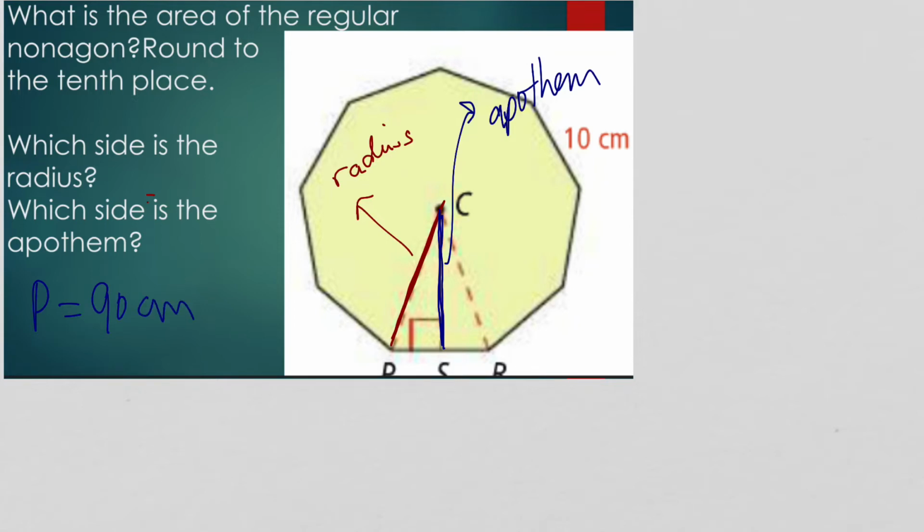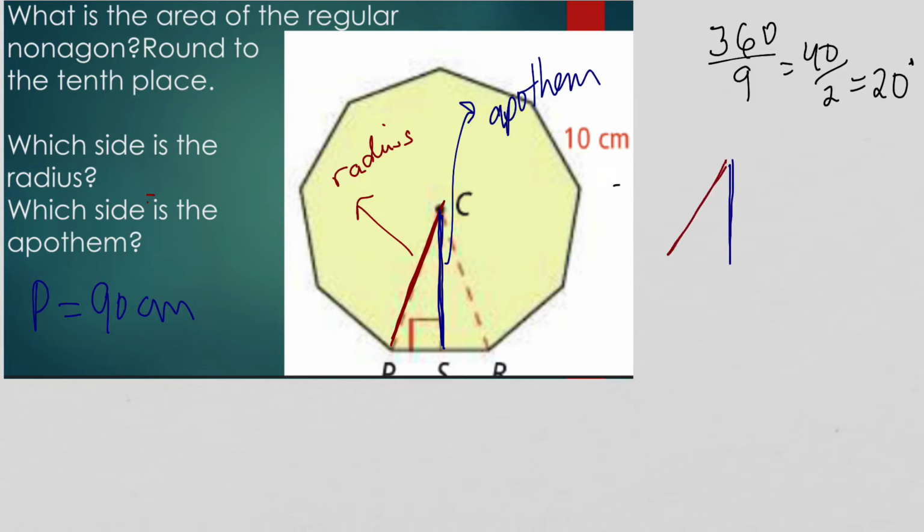So let us talk about what we did the other day with regular polygons. We would take 360 degrees divided by the number of sides, then divide that in half. I'm getting 40. Divide that in half, I'm getting 20 degrees. Now, where is that 20 degrees? I'm going to take out this triangle that I made here so that we can see it. Here's the apothem, here's the radius, here's the bottom piece, the right angle. So the 20 degrees is right up in here.